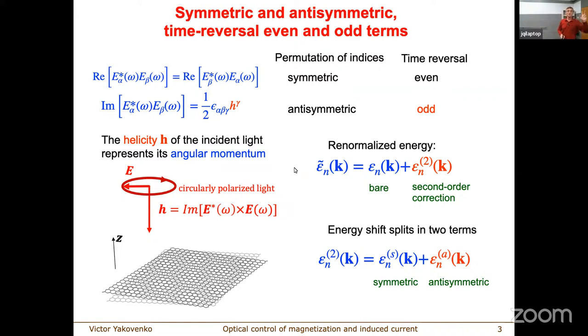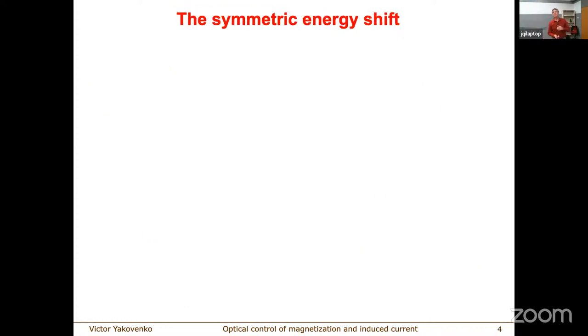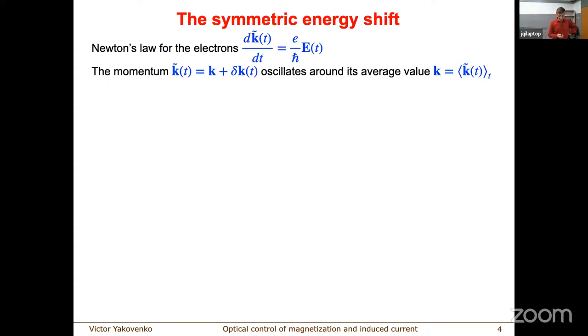Now let me explain the origin of those two terms, the symmetric and antisymmetric terms which people had concerns about. Let's explain the symmetric term first. What is its origin? We have electrons in the solid, and this is Newton's law: the time derivative of momentum is equal to the electric force. Electrons are subject to electric force. As a result, in the presence of an electric field, momentum technically is not a good quantum number, in the sense that it has dynamics and depends on time.